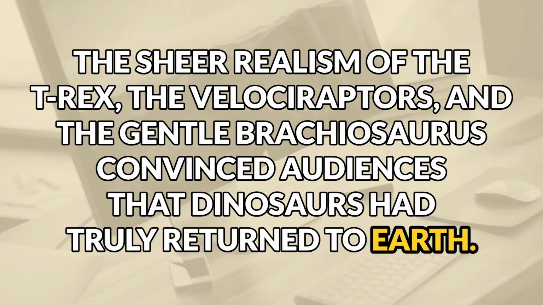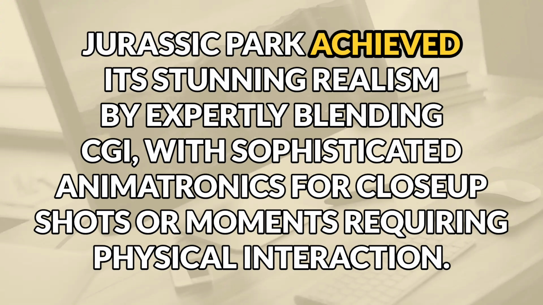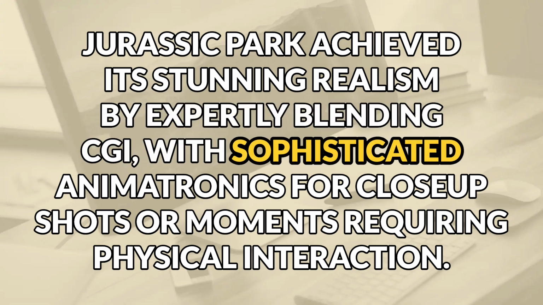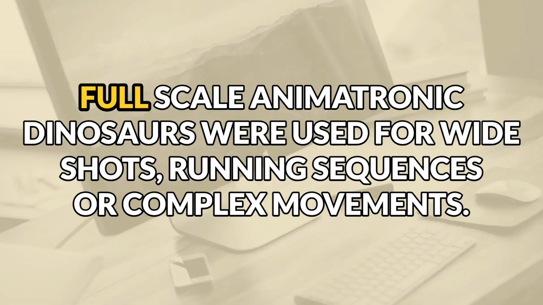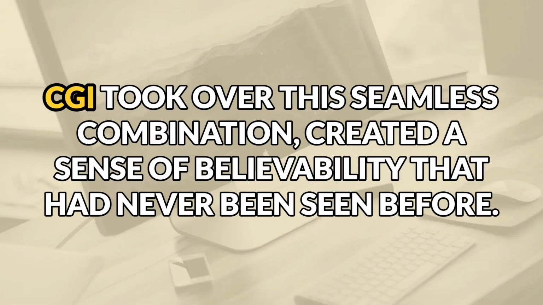Jurassic Park achieved its stunning realism by expertly blending CGI with sophisticated animatronics. For close-up shots or moments requiring physical interaction, full-scale animatronic dinosaurs were used. For wide shots, running sequences, or complex movements, CGI took over. This seamless combination created a sense of believability that had never been seen before.